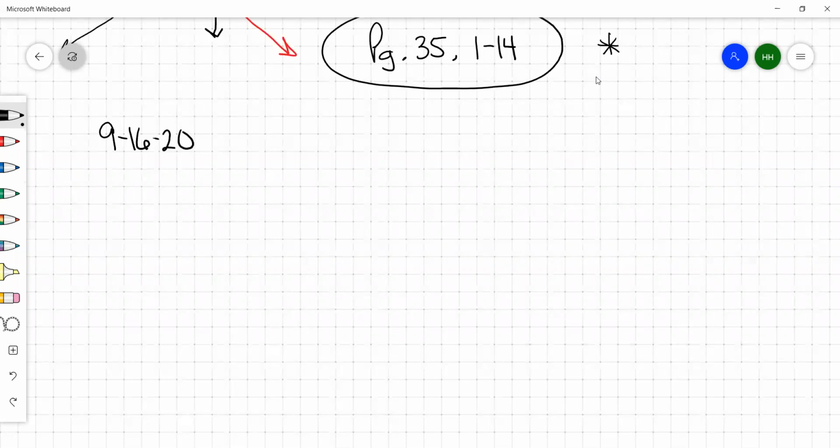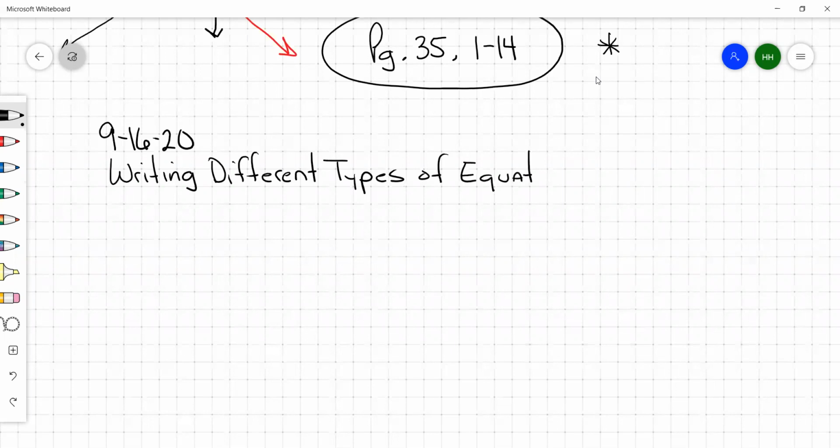All right, today we are going to be writing different types of equations for lines. Writing different types of equations for lines.